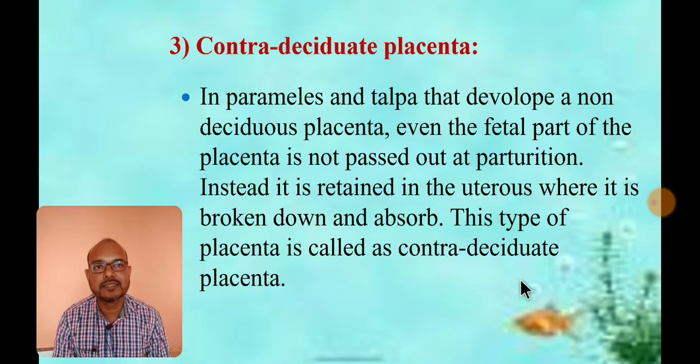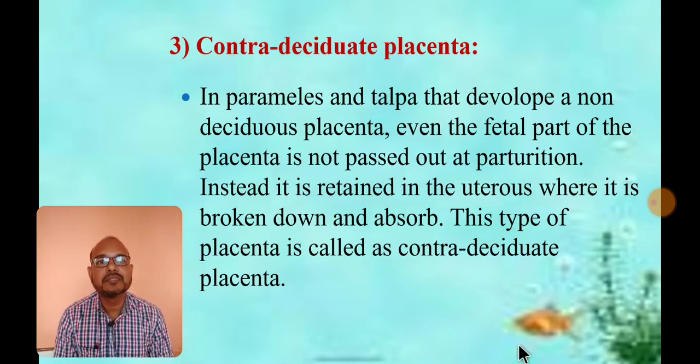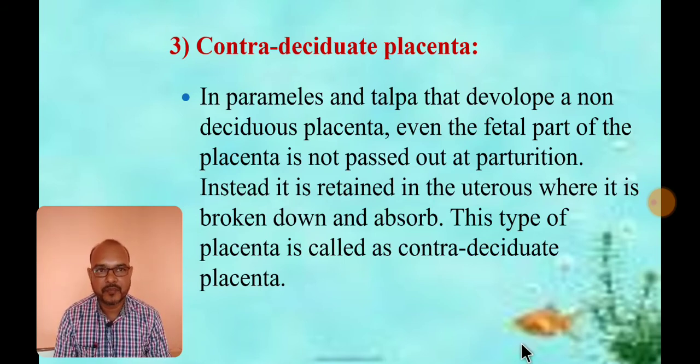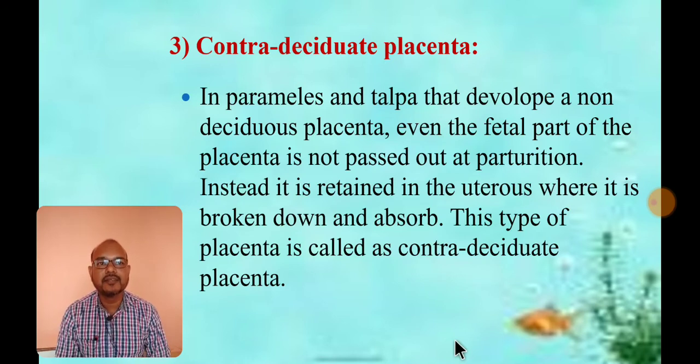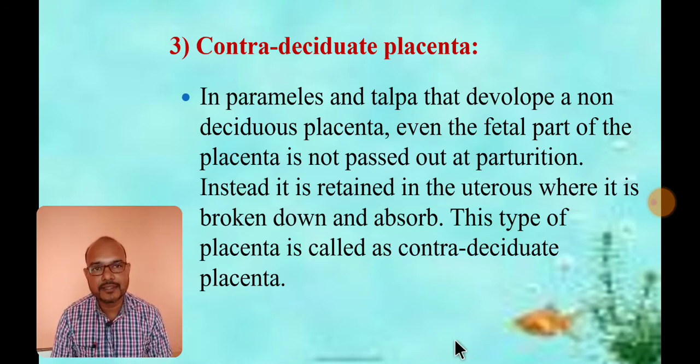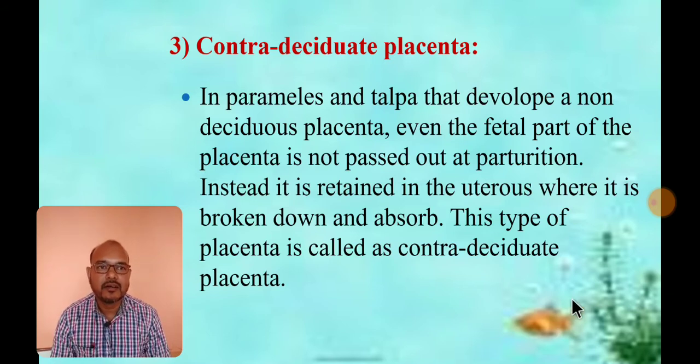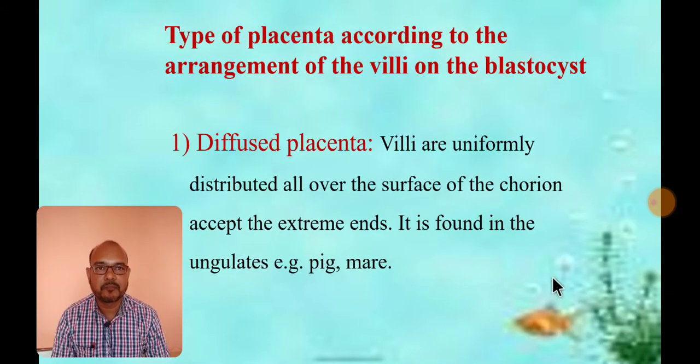Then the third one is the contradeciduous placenta. In Parameles and Talpa, which develop a non-deciduous placenta, even the fetal part of the placenta is not passed out at parturition. Instead, it is retained in the uterus where it is broken down and absorbed. This type of placenta is called the contradeciduous placenta.